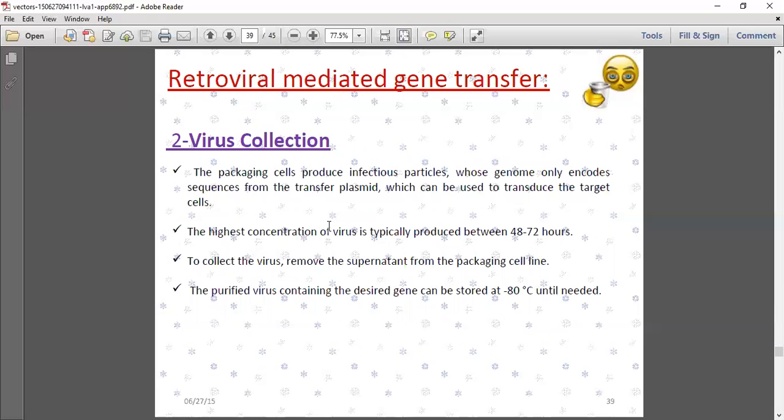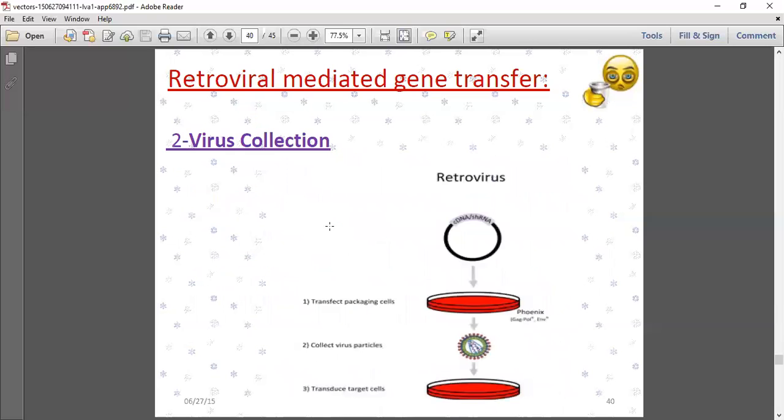Then virus collection. The packaging cells produce infectious particles whose genome only encodes sequences from the transfer vector. This is just for your knowledge, how this has worked. They have also tried this in the case of COVID-19. Then collect virus particles, then transfer to target cells.